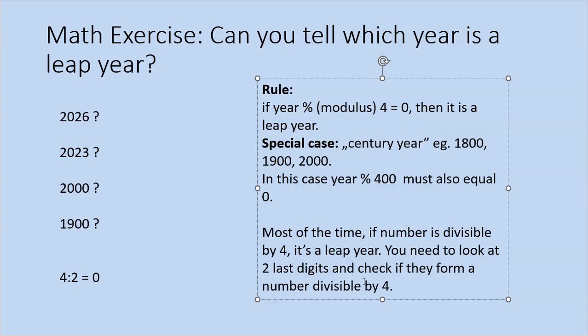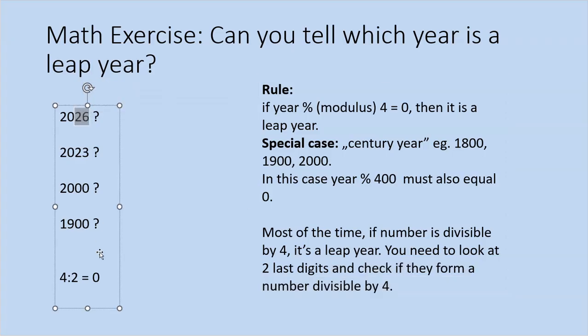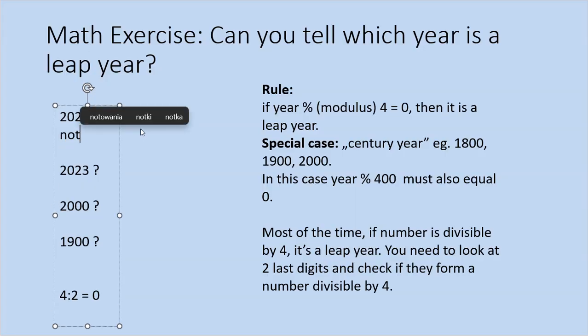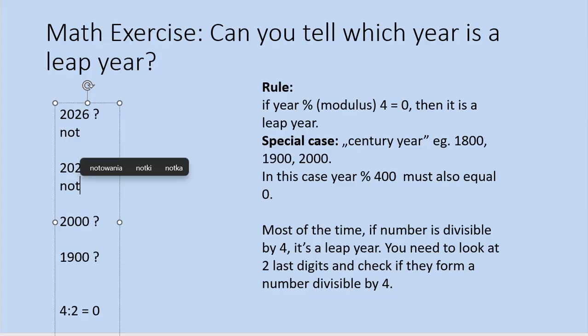In order to check if the number is divisible by 4, you need to take a look at the last 2 digits. For example, you look at the last 2 digits here. So what does it create? 26. So is 26 divisible by 4? I don't think so, right? So the answer should be no. Is 23 divisible by 4? No, I don't think so. So again, the answer is no.